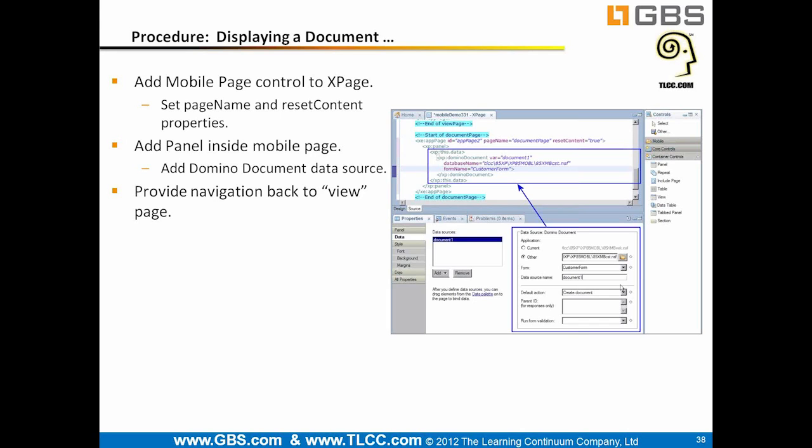First of all, you want to add a second mobile page, and to that you want to add a Domino document data source pointing to the appropriate form that basically has the schema, the fields that you want to display on that mobile page.